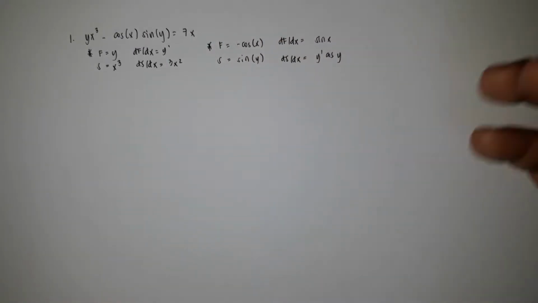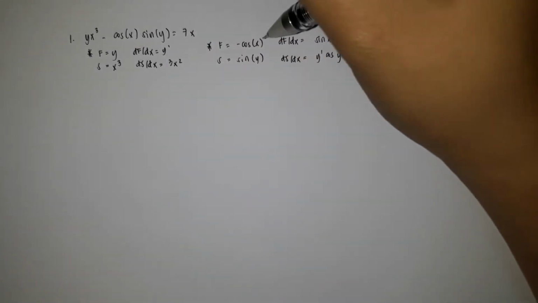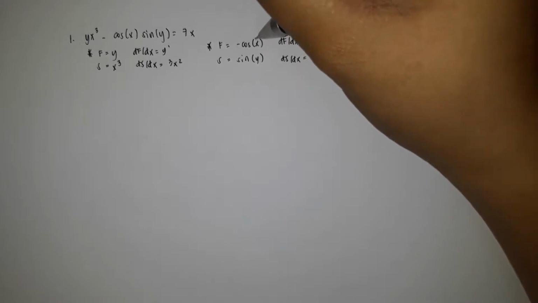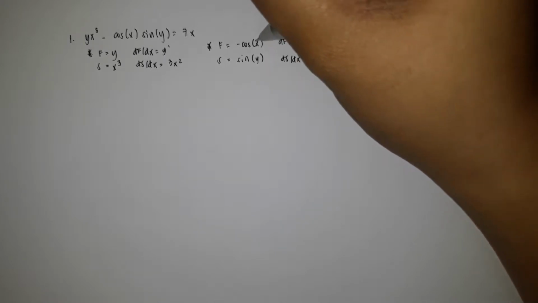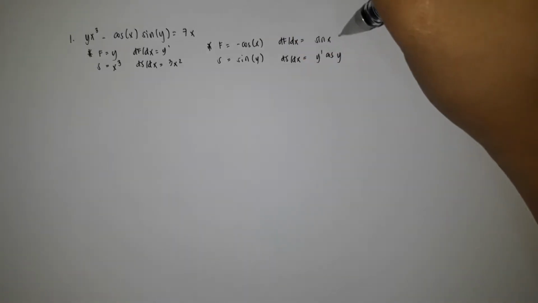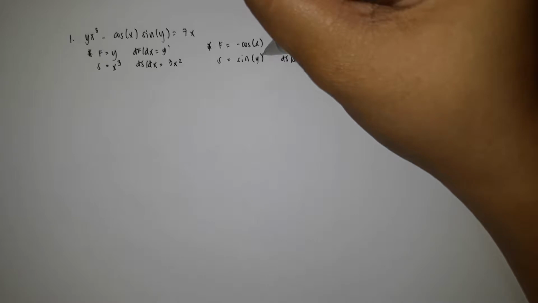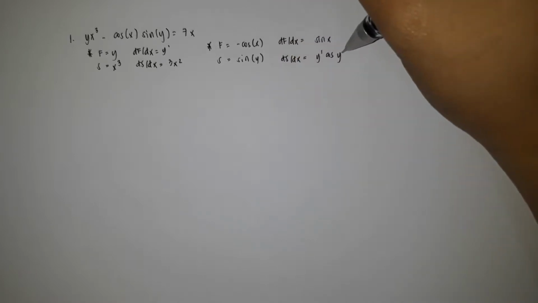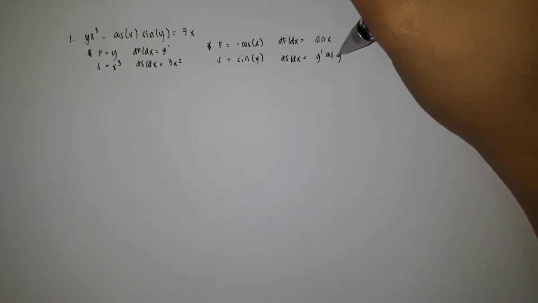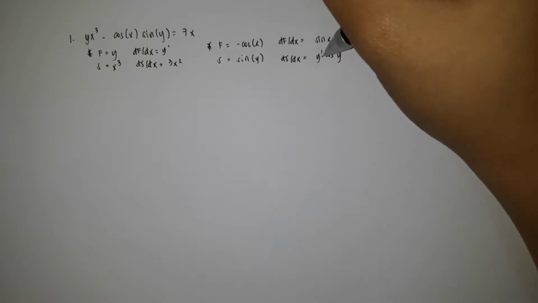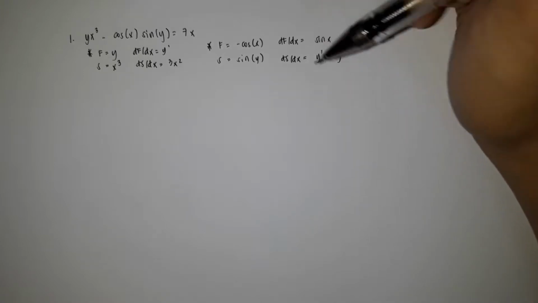In the trigonometric function, we all know that the derivative of cosine is negative sine. Since it has a negative sign before the argument, the derivative becomes sine x. The second one is sine y. Its derivative is cosine y. Since it has y, we need to derive this argument and put y prime before cosine y.